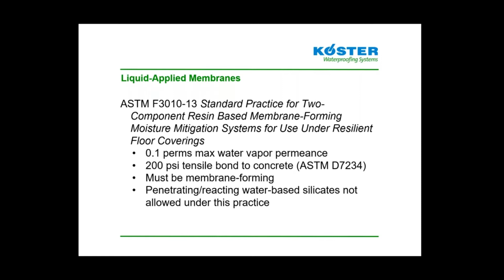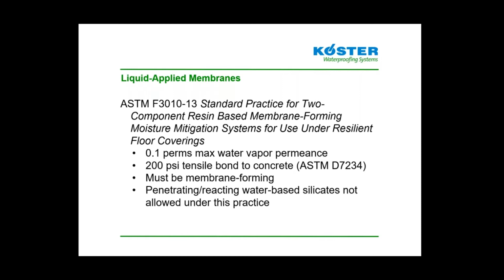It requires that the product, when applied, obviously according to the manufacturer's installation instructions and floor preparation procedures, allow no more than 0.1 perms of water vapor permeance. The product must have a minimum of 200 psi tensile bond strength to the concrete, must be two-component membrane forming material. So water-based products, silicates, and some of the penetrating and reactive products are not allowed under this practice. They're not standardized under ASTM F3010.